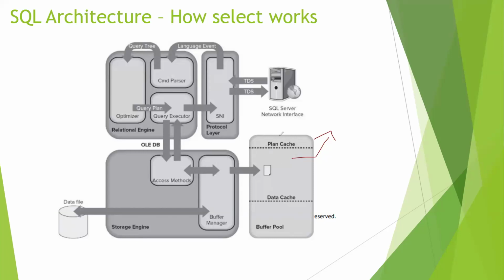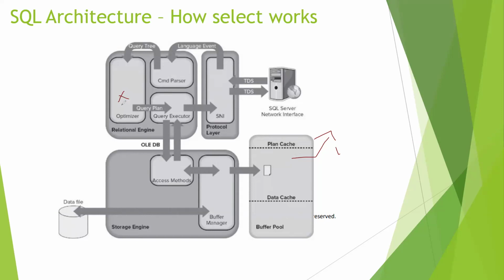If the plan is available, then it will go for query execution. It will skip the optimization part, right? If the command parser identifies that the plan is available, then it will go ahead and pick the plan and send it to the query executor to execute the query. This plan will have a handle, right? Or the hash value, the SQL hash and plan hash you will have, so that it is easy to search for the plan based on the query hash that the command parser generated.